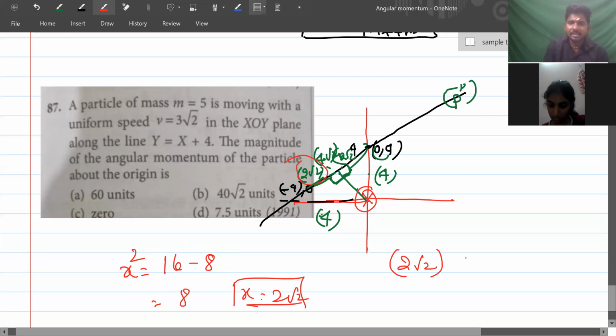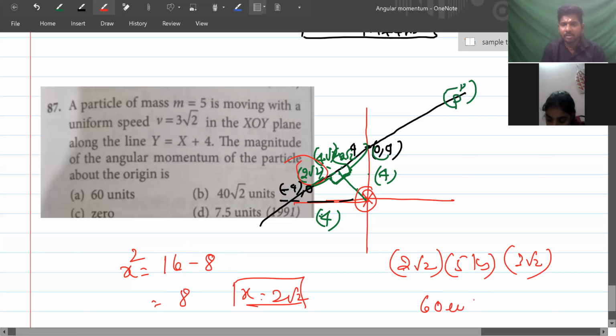Mass is 5 kg, velocity is 3 root 2. If you multiply, 2 threes are 6, 6 fives are 30, and 30 into root 2 into 2 means the answer will be 60 units. Just the units are given. You understand?